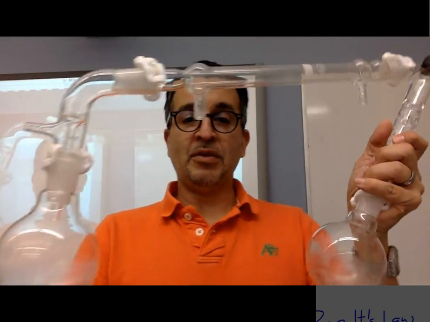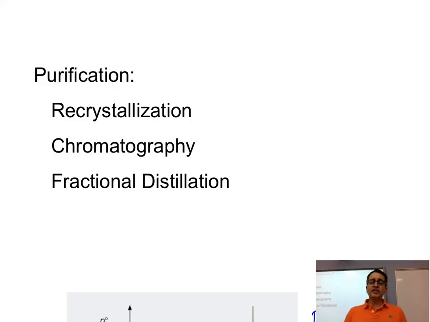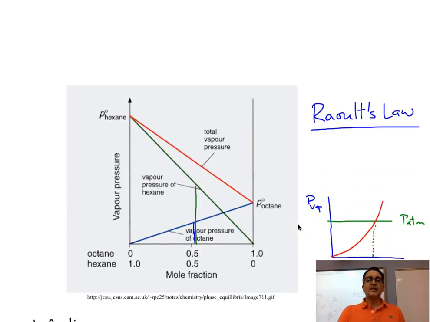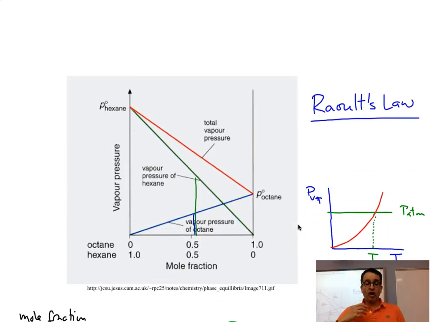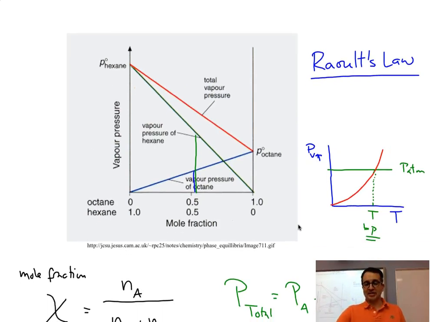All right. Now let me make a quick stop. The reason that fractional distillation works is because of something that is called Raoult's law. All right. The vapor pressure of a substance depends on the intermolecular forces present in that substance. All right. So if we have a gas in equilibrium above a particular liquid, the percentage composition of that gas is going to depend on the vapor pressure of the substance.